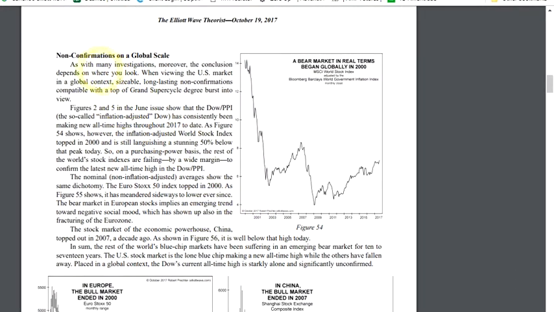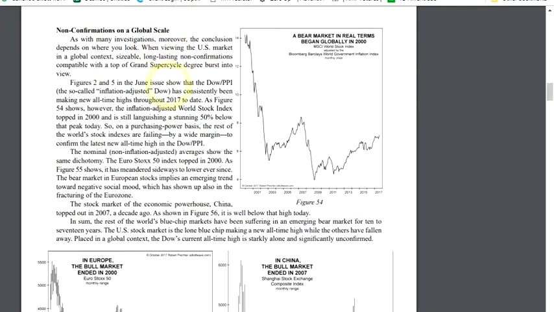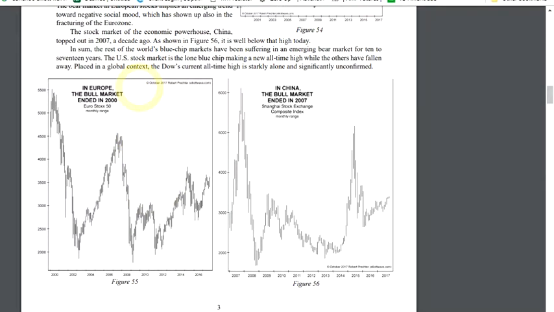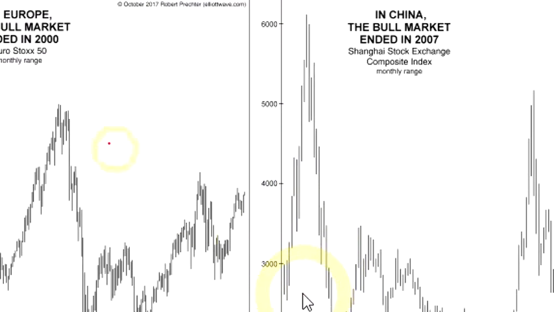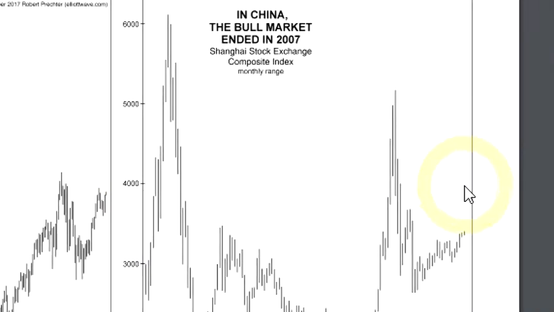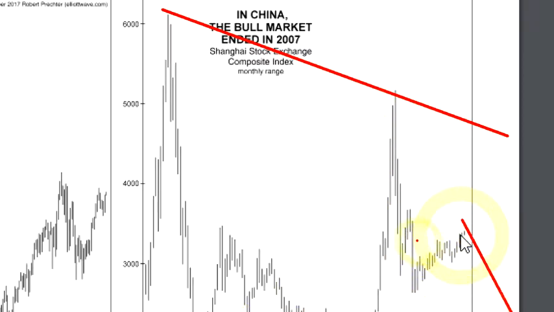This section discusses non-confirmations on a global scale. So in other words, Europe, what they're saying here is that Europe has been going down for a long time. You can see that here. Europe has been going down, okay? And then, of course, over here, you can see China has got its tops running right through here. So in other words, this is like a 1, a 2, a 1, and then we're in 2, and then we're going to have some sort of down, okay?